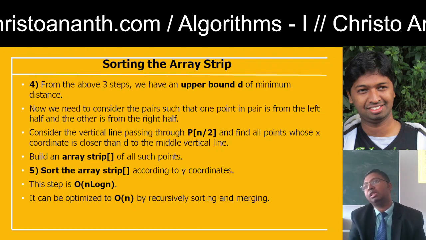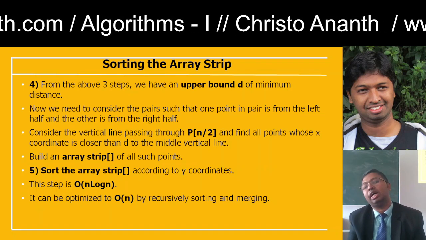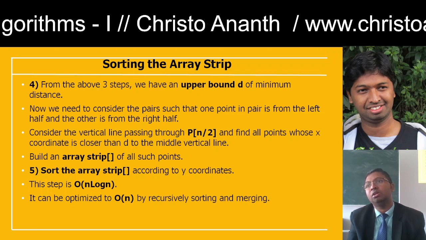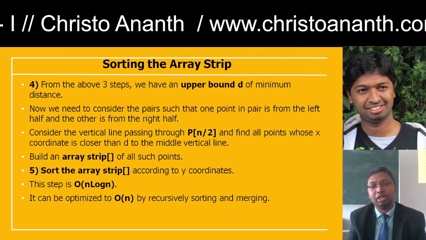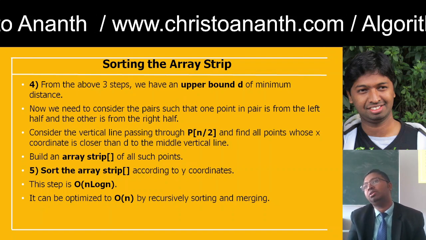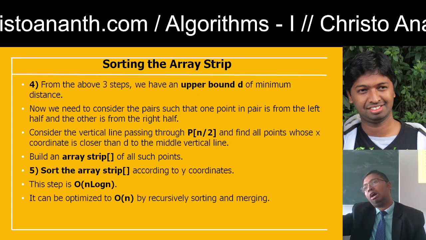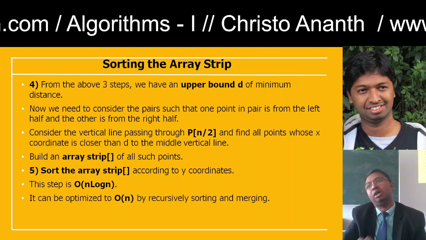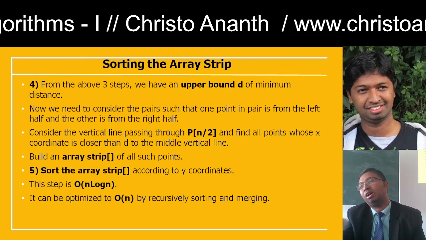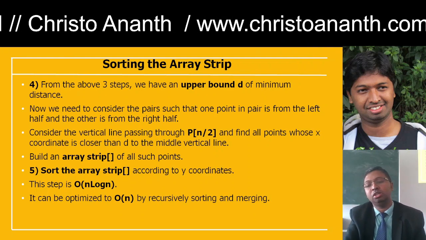Okay, so you have to build the array strip and sort the array strip. You go with the step, which is order of n log n. You are going to go with the sorting and then merging all the points, joining all the outer points, so as to find maybe a polygon or maybe a rectangle.